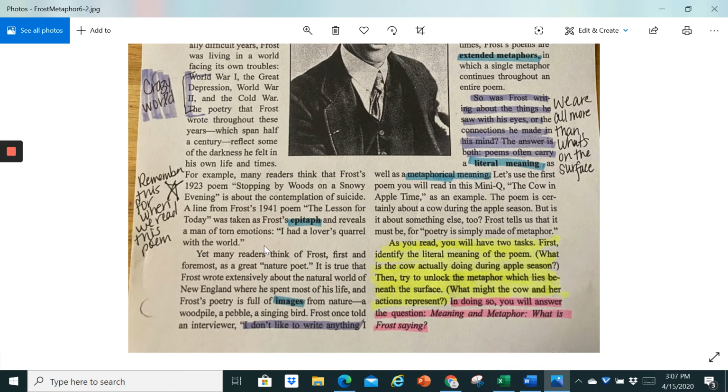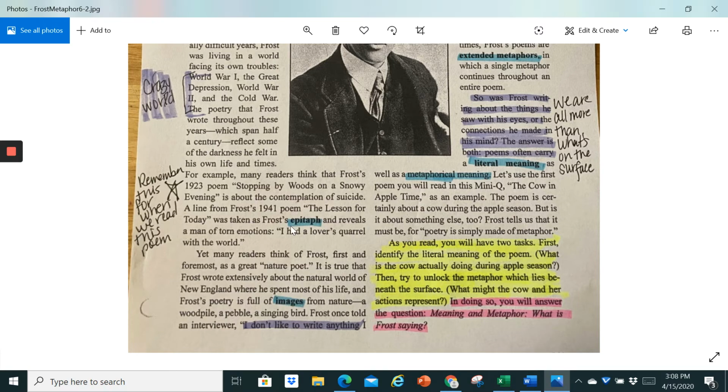A lover's quarrel is kind of like a petty argument that people in a relationship will sometimes have that gets blown out of proportion. And then when the dust settles, both people are like, oh, well, yeah, we both screwed up. It's okay. So a lover's quarrel with the world is a metaphor for how he felt about the world. He felt like they disagreed about a lot of stuff, but in the end, they got along okay.